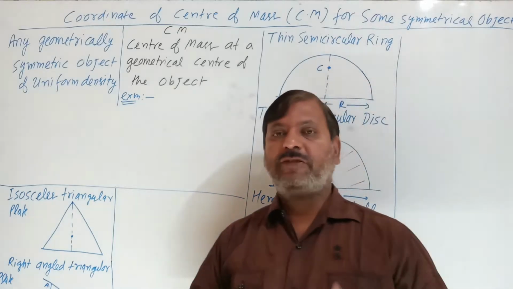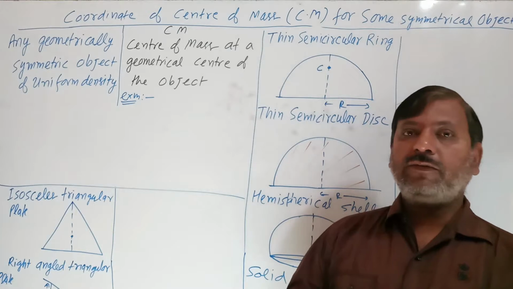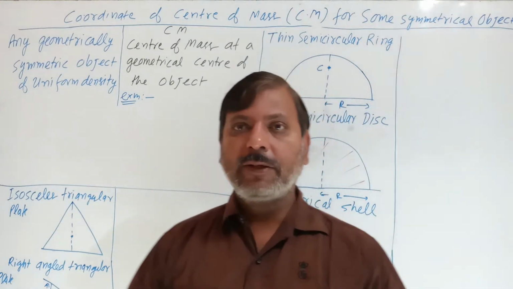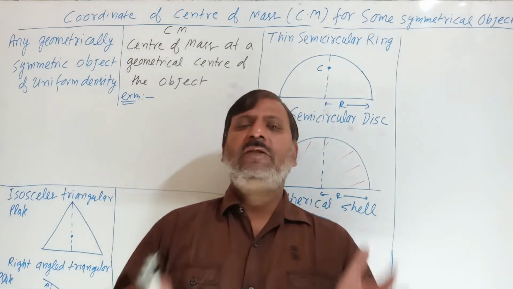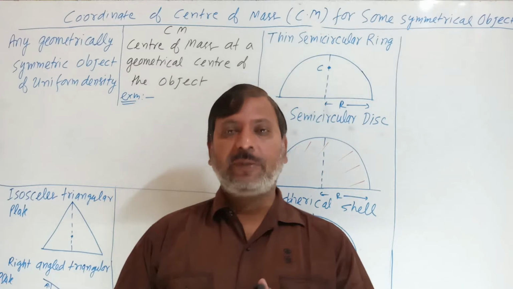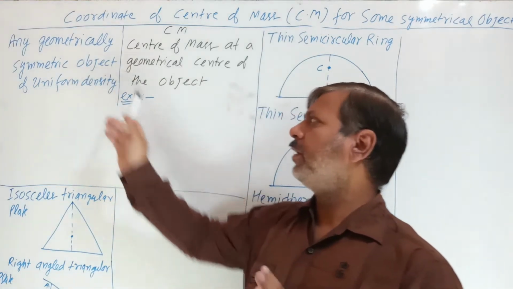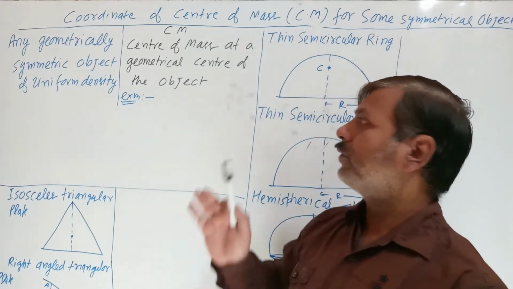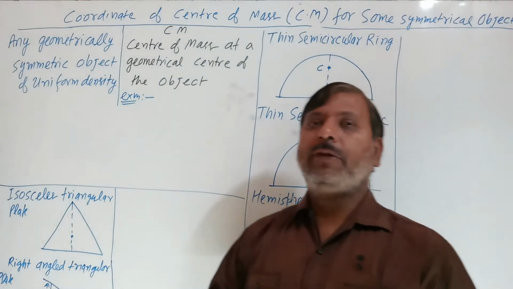Today we are going to discuss the coordinates of the center of mass of different objects. Firstly, we will talk about symmetrical and uniformly distributed objects. Any geometrically symmetrical object of uniform density has its center of mass at the geometrical center of the object.